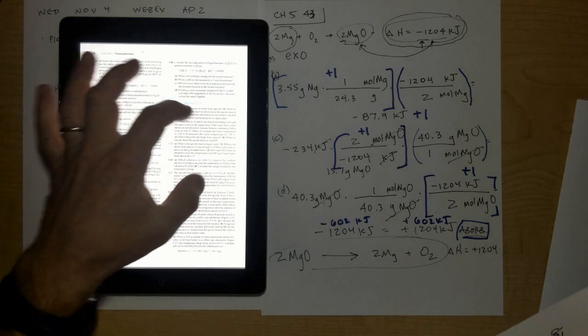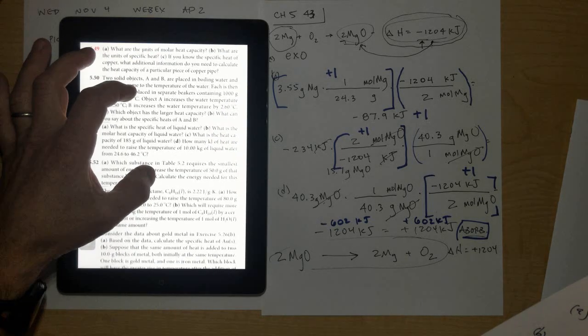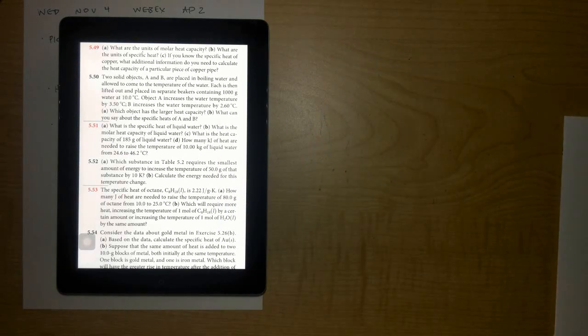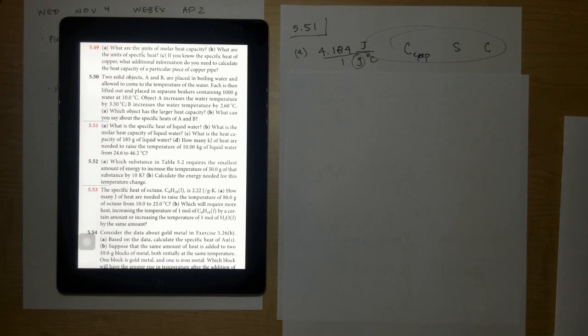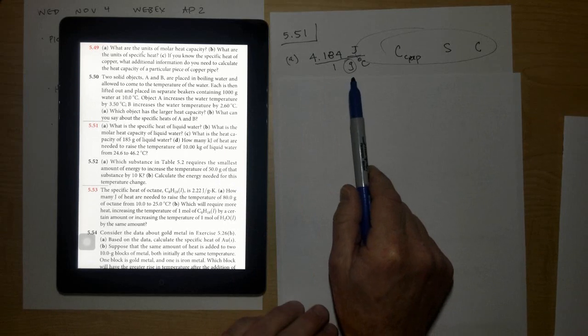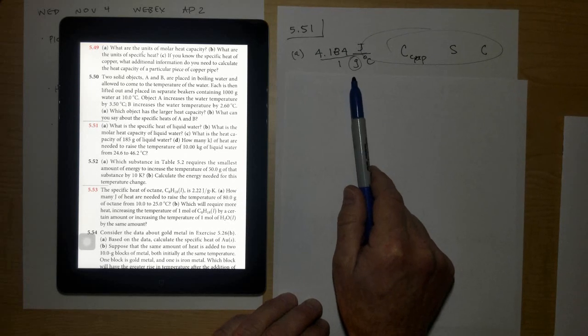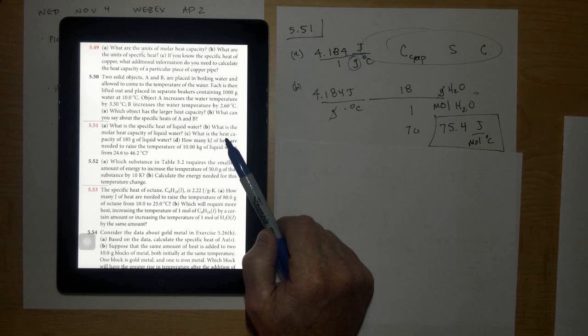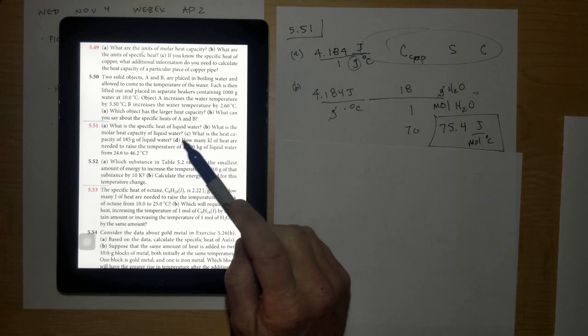All right, the next problem then, I believe, is number 51. So I'm going to move this page right here. And then number 51 asks some questions about specific heat capacity. So specific heat capacity of liquid water is 4.184 joules per gram degrees Celsius. That's letter A. That's not worth a point. Letter B, though, says, what is the molar heat capacity of liquid water?